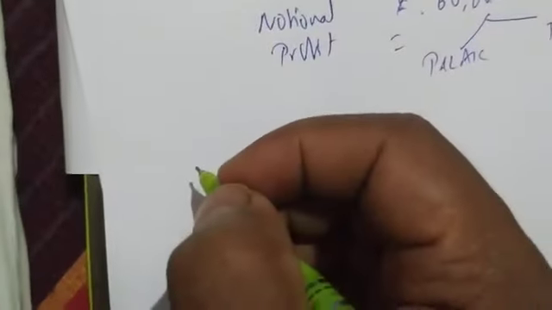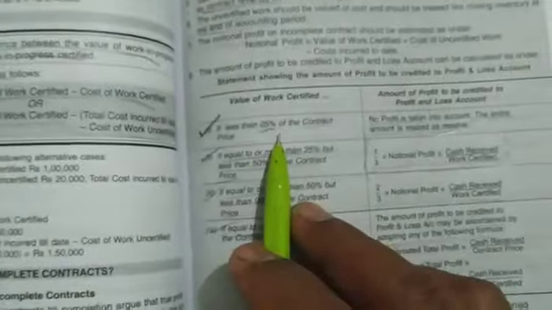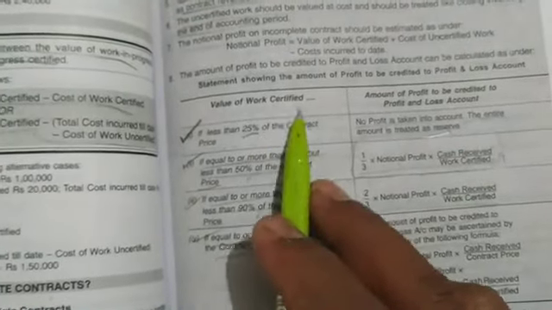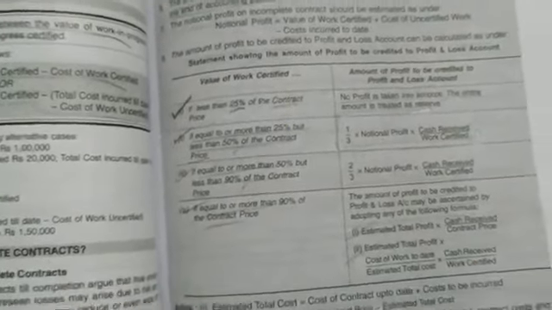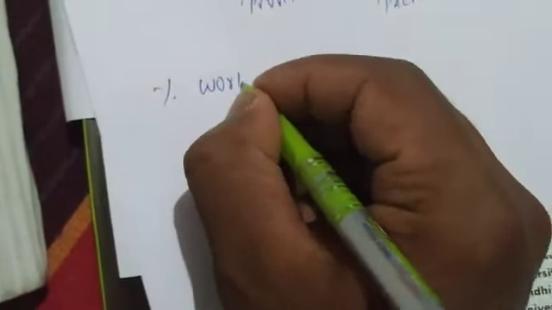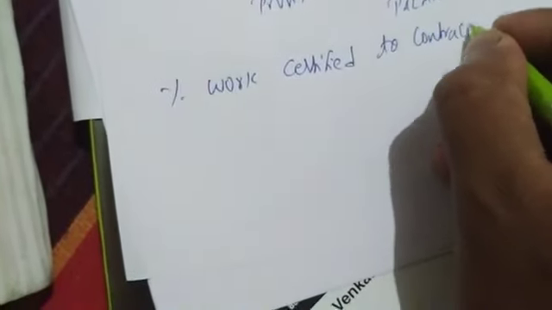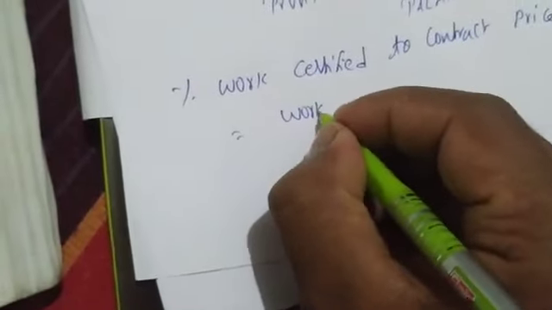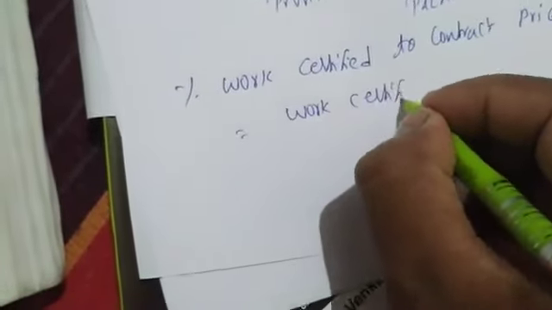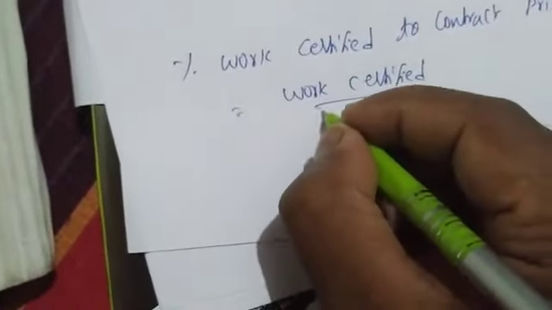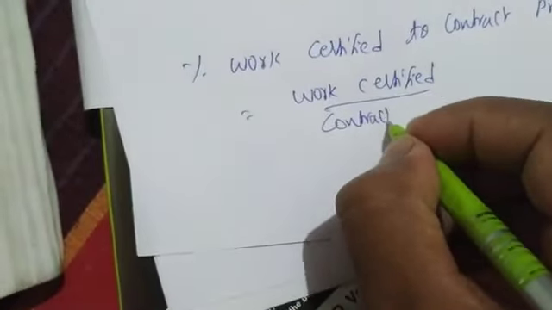This is the big question that we want to find out. So we have a formula. First we'll see, is it less than 25%? Value of work certified is less than 25% of contract price or more than, we'll check. So how to check? Percentage of work certified to contract price. The formula we know: work certified divided by contract price.